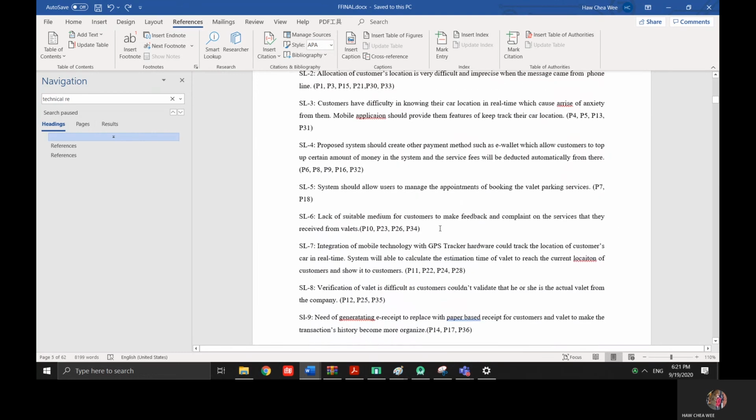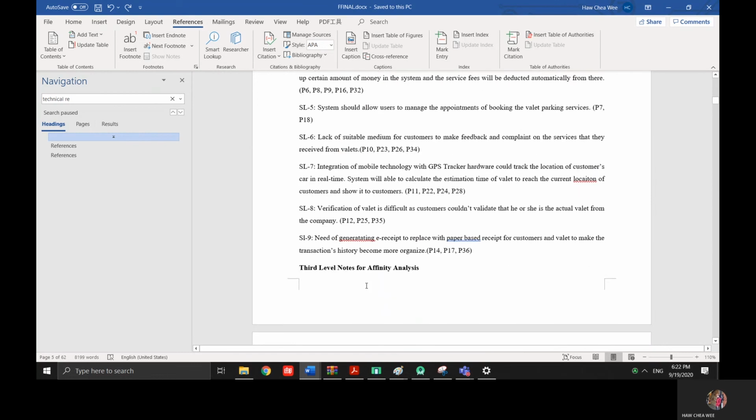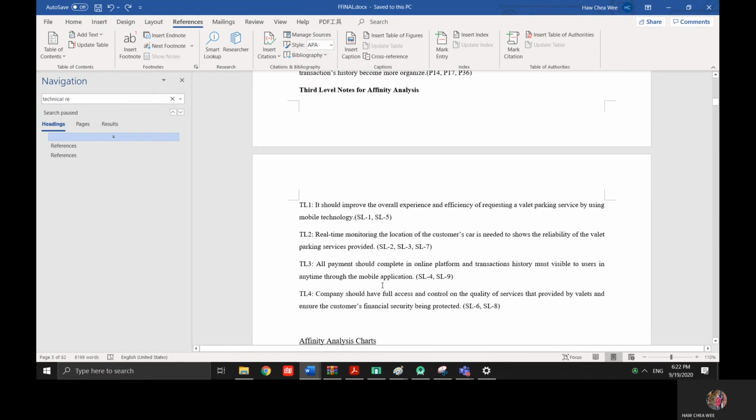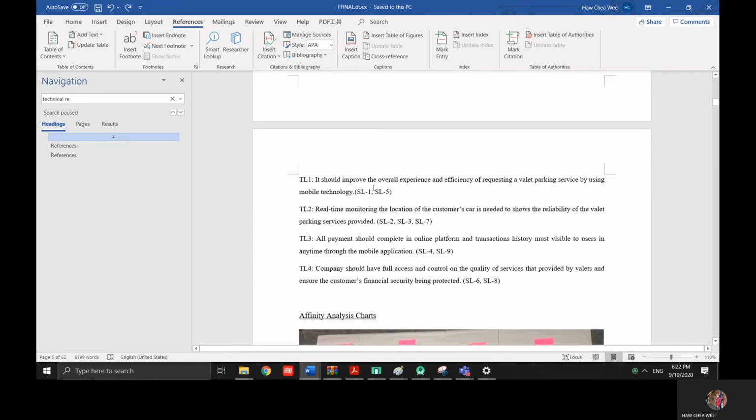So here is the second level. In the second level, we will merge the similar notes from the first level. And the third level, which is the last level, we will merge even more similar notes from the second level to the third level. So in the third level, we get to know that we need to improve the overall experience and also efficiency in requesting a valet parking service by using mobile technology.